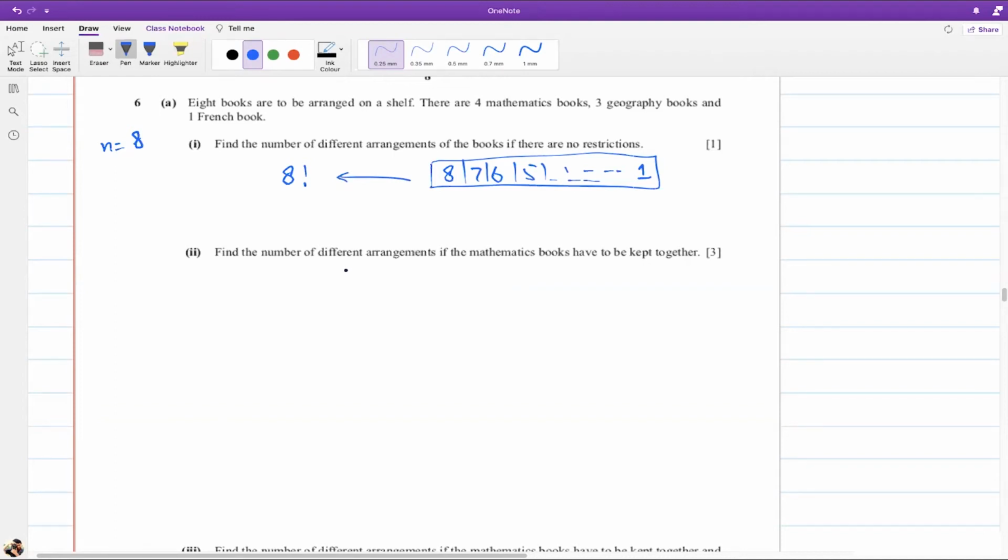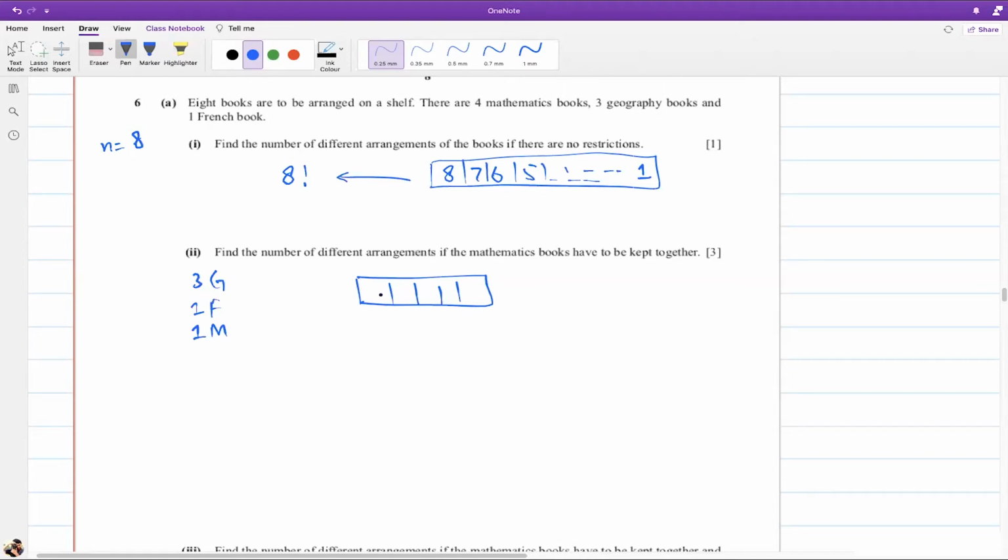Next is saying find the number of different arrangements if maths books have to be kept together. All right. So basically now our library will look like this. You have 3 geography books, you have one French book, and you have one math section. You don't have one math book now. It's a whole section that's going to remain wherever it is. So it's basically going to be 5 slots.